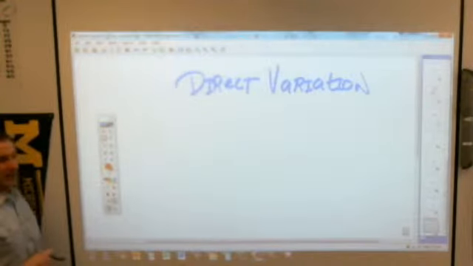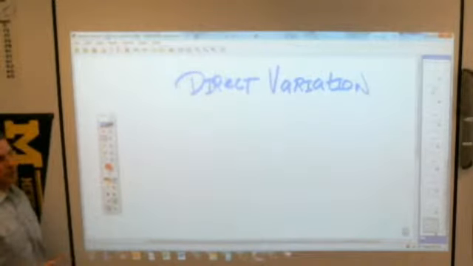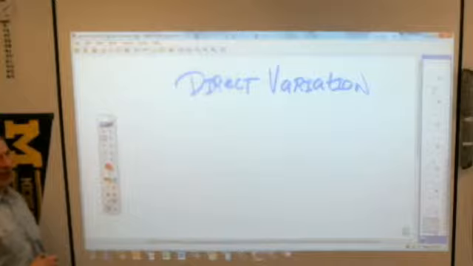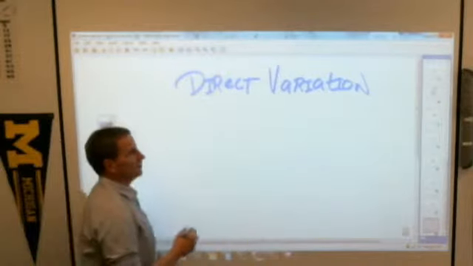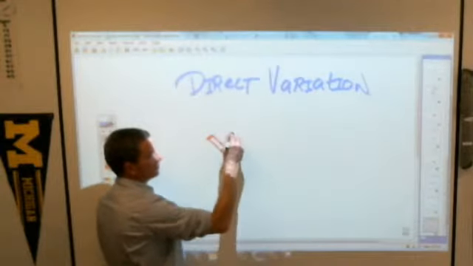And because I know that some of you like to decorate your notes and make them look awfully fancy, I'm going to give you the main thing that you have to have in your notes, and then we'll work around that. Your direct variation, this is what you need to write in your notes.